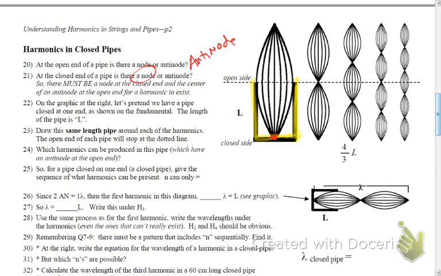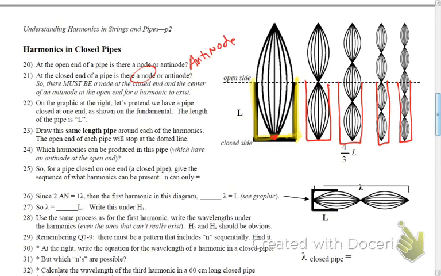Now, we're going to say we have this graphic, and we're going to pretend that we have a pipe that's closed on one end, and this is our fundamental. This fundamental, the pipe is a length L. First off, we're going to draw that same length L pipe around everything. So just do that really quick. All right, we got that part in there.